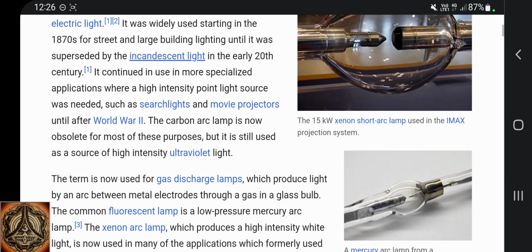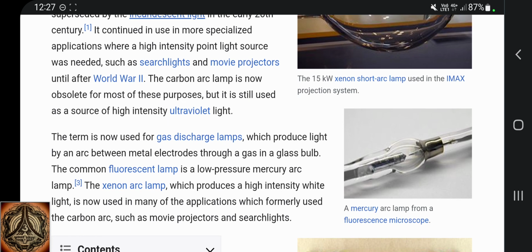It continued in use in more specialized applications where a high-intensity point light source was needed, such as searchlights or movie projectors, until World War II. The carbon arc lamp is now obsolete for most purposes, but is still used as a source of high-intensity ultraviolet light.